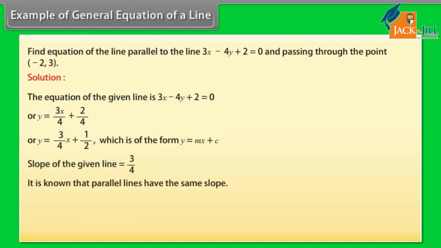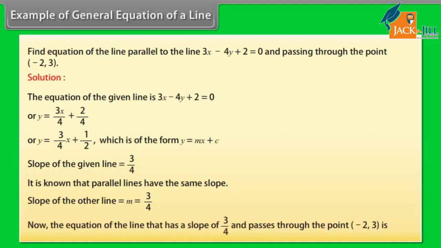It is known that parallel lines have the same slope. The slope of the other line, that is m, is equal to 3/4. Now the equation of the line that has a slope of 3/4 and passes through the point (-2, 3) is 3x - 4y + 18 = 0.